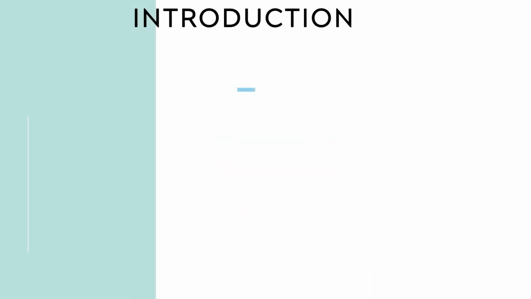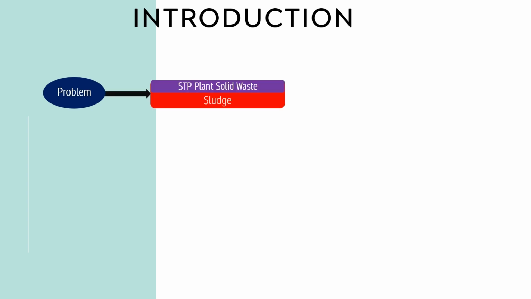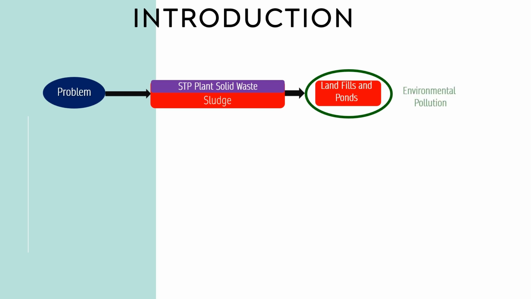Introduction. So first of all, we'll be talking about the problem statement that we have taken in our study. Sewage sludge is a byproduct of solid waste treatment plant, and we have seen that with increase in the population, the generation of the sewage sludge increases. Now the volume of the sewage sludge is becoming unmanageable for the authorities. In current practices, we have seen that the sewage sludge is either used as a landfill or it is dumped in ponds, which results in environmental pollution. So what to do then?